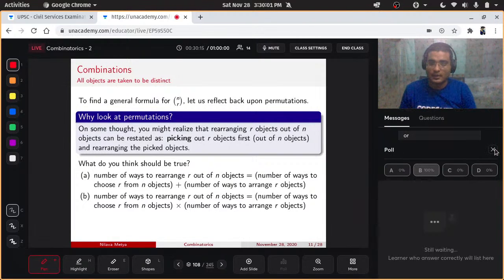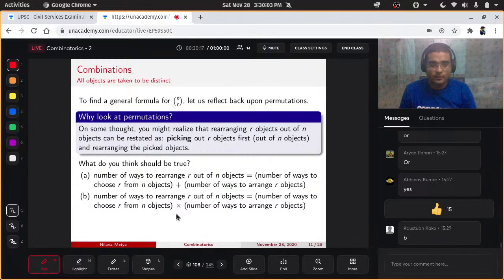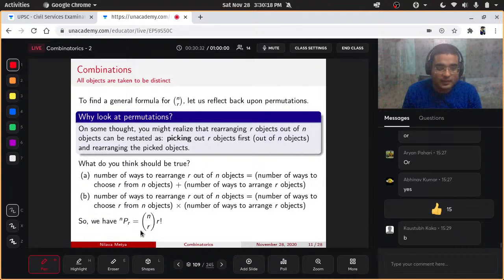Okay, right. So all of you who have voted for the poll have chosen B. Yes, indeed it should be B, because this is connected via the conjunction "and". So what do we have? We have nPr equals n choose r times r factorial from option B. So this is just option B, right?